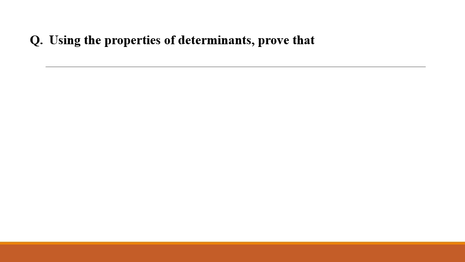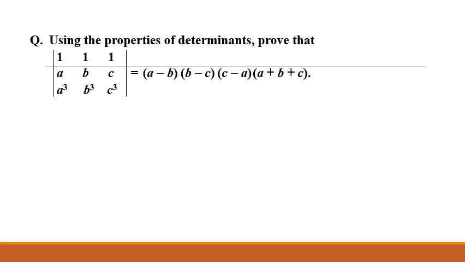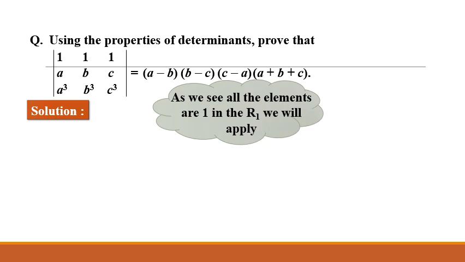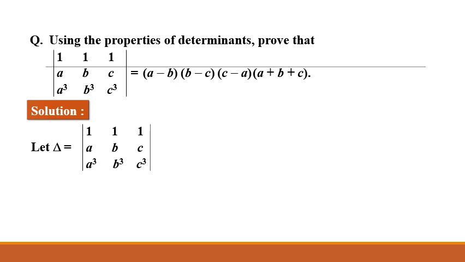Next example, using the properties of determinant, prove that the determinant with rows 1 1 1, a b c, a cube b cube c cube is equal to (a minus b)(b minus c)(c minus a) into (a plus b plus c). So again consider the LHS. We can see all the elements of R1 are equal to 1. So we will start using column operations.